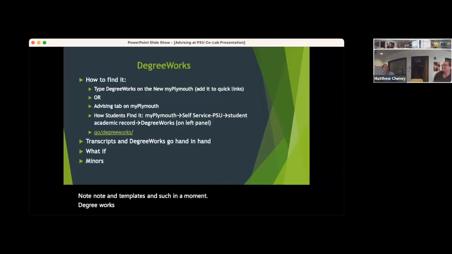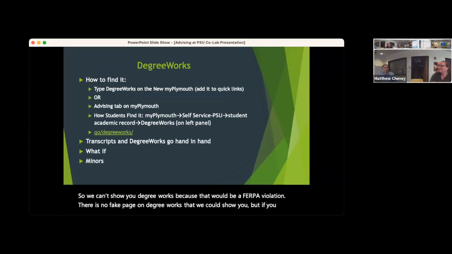DegreeWorks, we should talk about DegreeWorks. We can't show you DegreeWorks because that would be a FERPA violation. There is no fake page on DegreeWorks that we could show you. But if you're really struggling with DegreeWorks, I would recommend making an appointment with Kelsey or even the Collab.